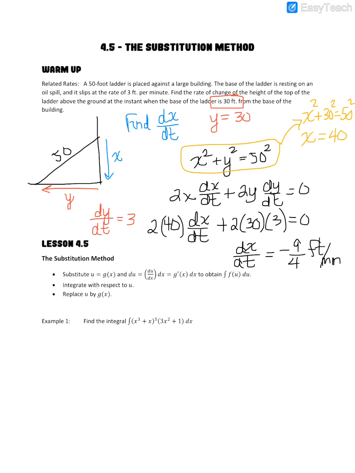All right, so today we're doing the substitution method for integration. So when you do integrals, it's a little bit different than derivatives. With derivatives, you can basically do the derivative of anything, no matter how complicated it is. We have the chain rule, we have the product rule, we have the quotient rule. So no matter what I give you, you can find the derivative of it.